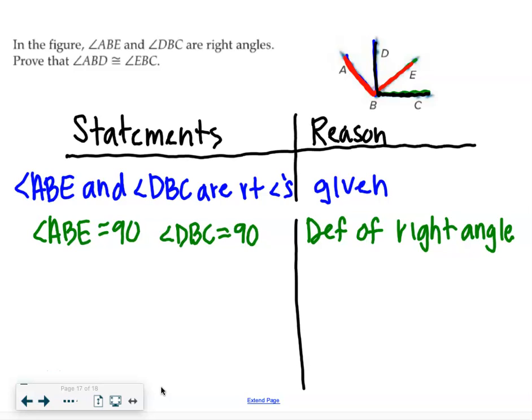Okay. Now what could we do? I want to show that two of their parts are equal. ABE equals DBC. Can I say that this angle is equal to this angle? Yeah. Why? Because they're equal to 90. Okay, so let's say it. 90, 90. You could say substitution.